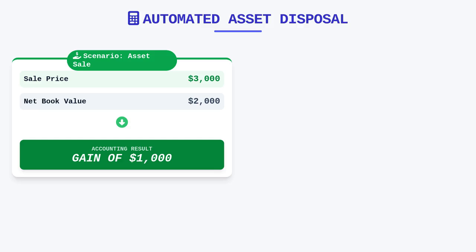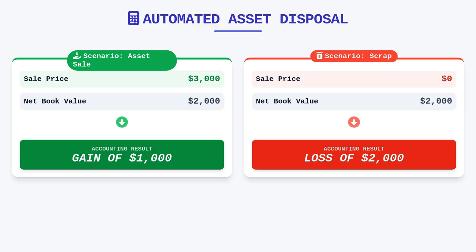The credit to the asset account and the debit to the accumulated depreciation account are balanced against the cash received and the gain account. If you were to scrap the same asset, the system would simply record a total loss of $2,000, as there are no proceeds to offset the remaining book value.